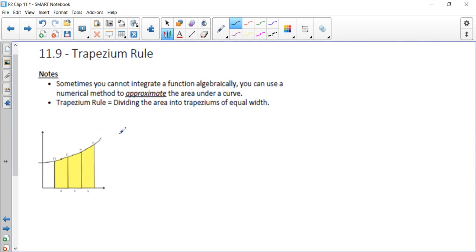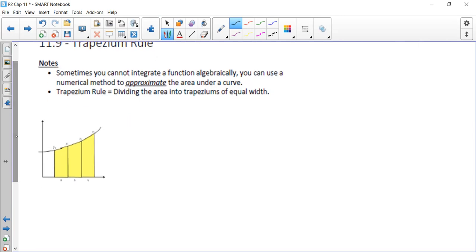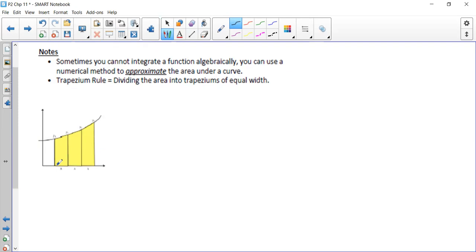So first of all, to work out the area under the curve, you've sort of done this at GCSE, we divide it into strips of trapezium, equal width strips of trapezium, so the height is all the same. Now let's call this x coordinate a, and this x coordinate b, so we're integrating from a to b. The y coordinate of this point is y0, that coordinate is y1, this is y2, and that's y3.